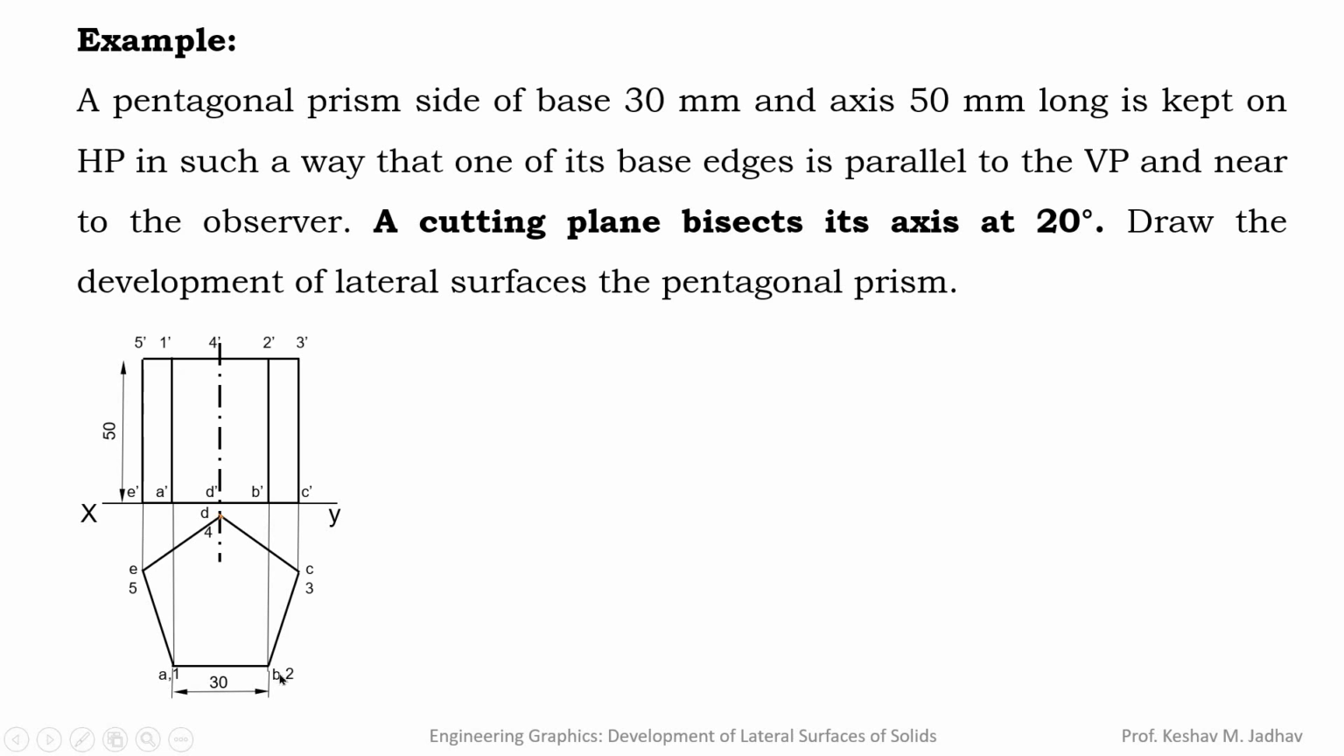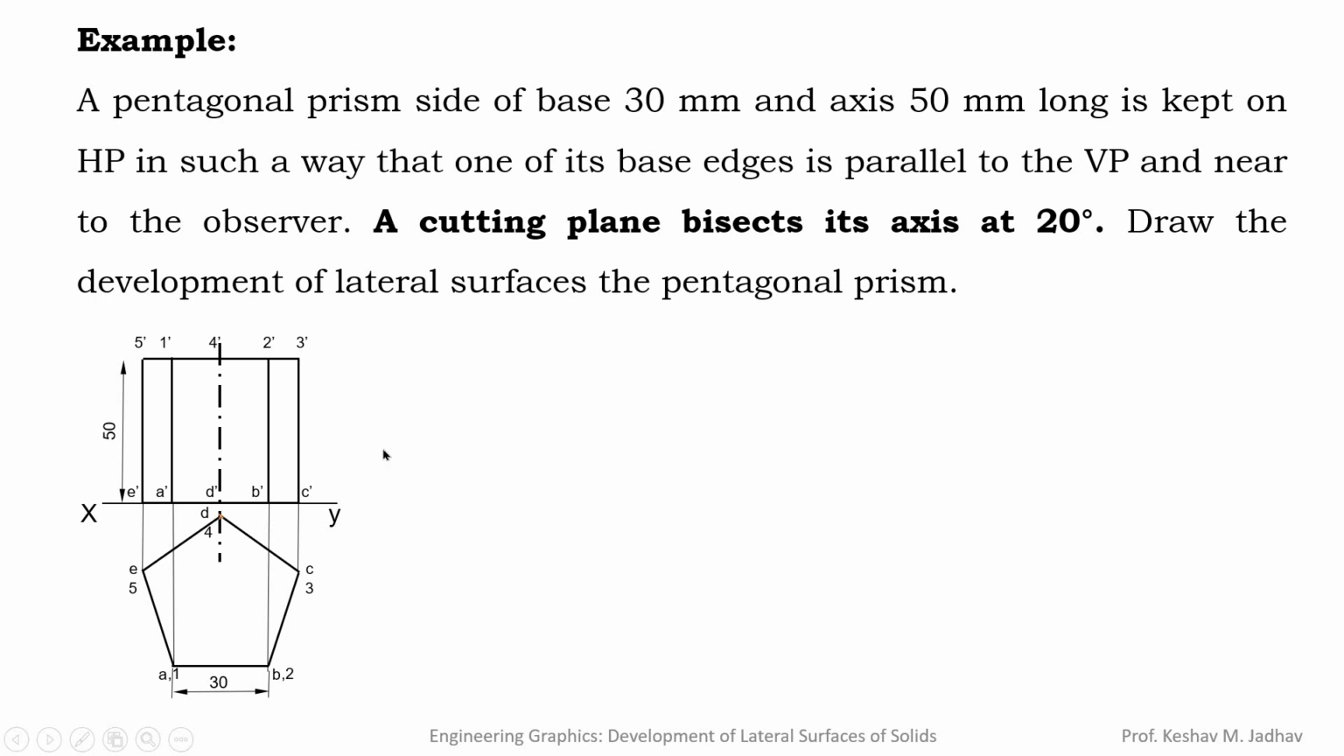So we can start from 1, 2, 3, 4, 5, and from these projections we can write here this 1 will be 1 dash, this 2 will be 2 dash, this 3 will be 3 dash, then this 4 will be 4 dash, and this 5 will be 5 dash. So for the base pentagon we have given A, B, C, D, and for the top pentagon we have given 1, 2, 3, 4. We can give any names.